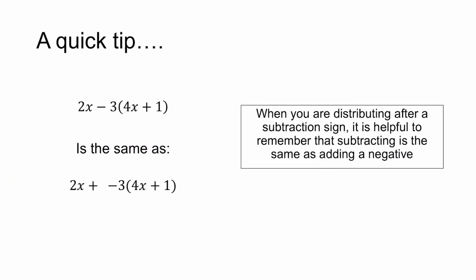So a quick tip. Something that gets a little bit tricky is when you're distributing after a subtraction sign. When we do this, it's really helpful to remember that subtracting is the same as adding a negative. Some people will call this adding the opposite. And so what I'm saying here is that if we have something like 3 minus 5, remember that's the same thing as saying 3 plus negative 5. You can see here in either case we'll get negative 2. So I'm going to extend this idea when I'm working with these problems.